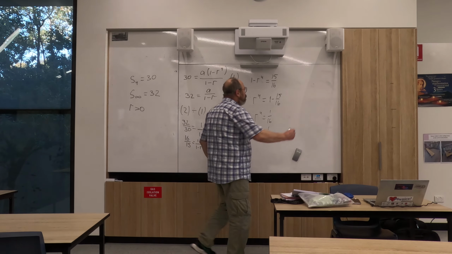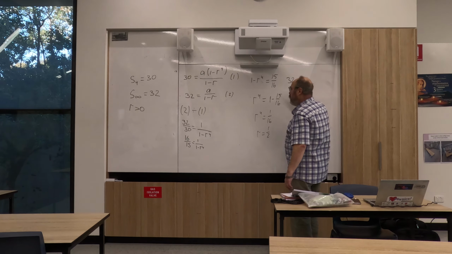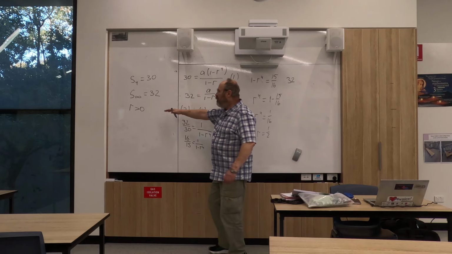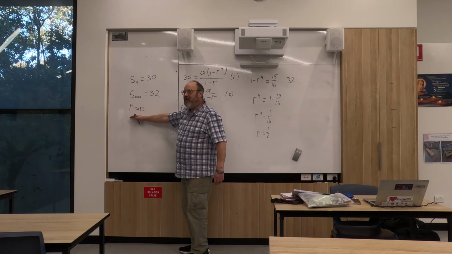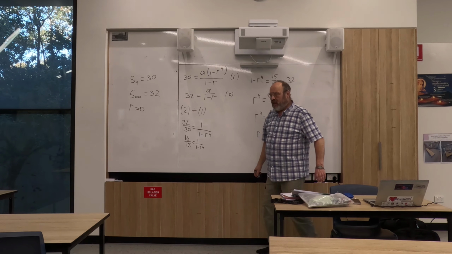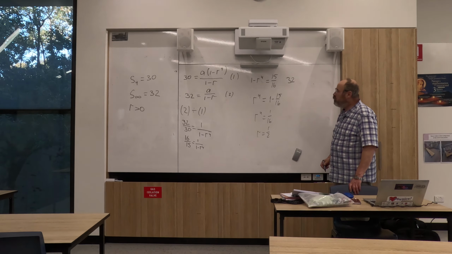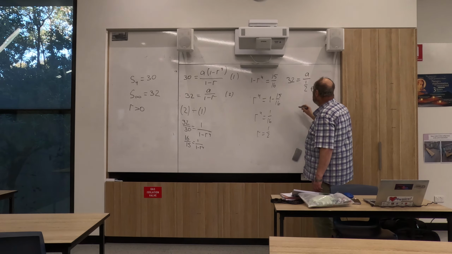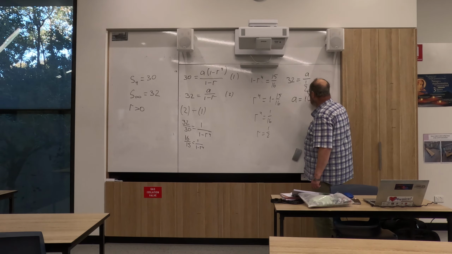And to find a, we substitute it here. We get 32. Wait, does r always have to be positive? The equation tells us that r is positive. So 32 equals a divided by 1 minus 1/2, which is a divided by 1/2. So a will be equal to 16.